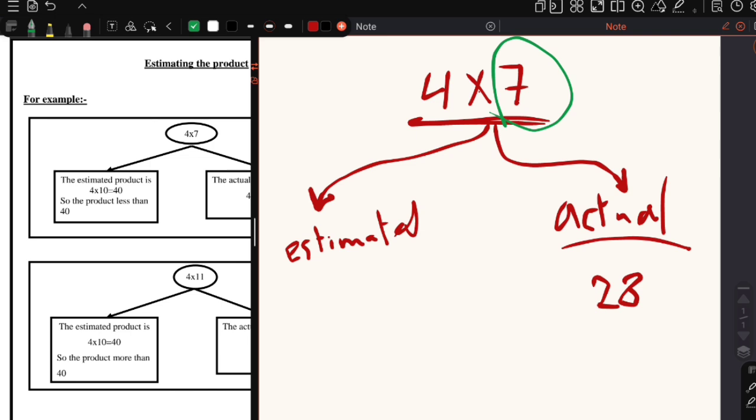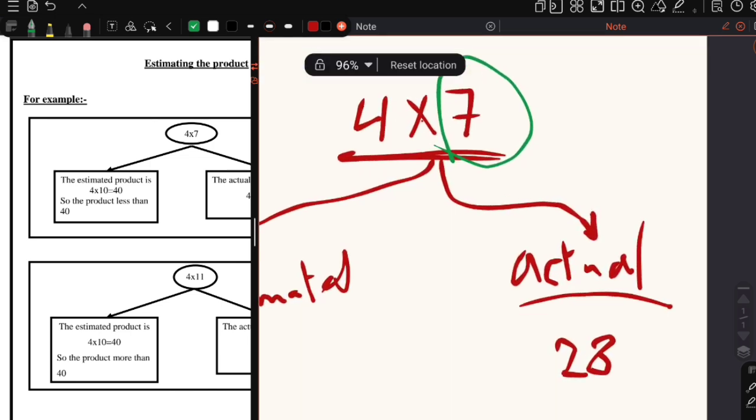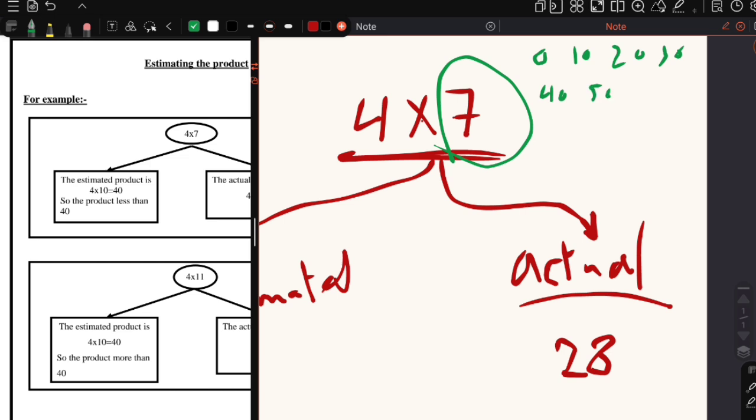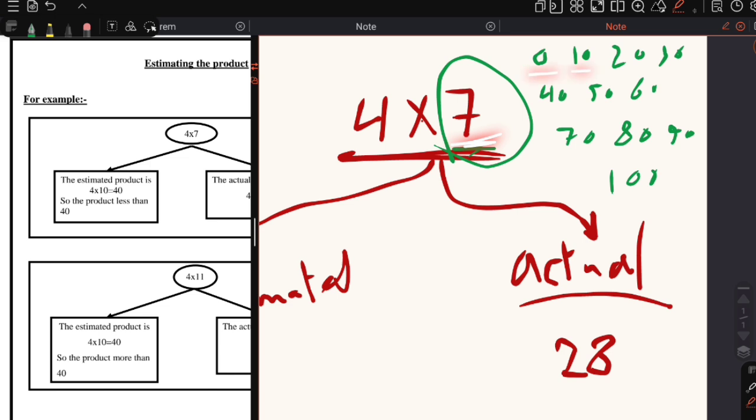Okay, as you remember, in the first term, the multiples of 10, like 0, and 10, 20, 30, 40, 50, okay, 60, and 70, 80, and 90, okay, and 100, okay. So 7 here, it's closer to which two numbers here? Yes, 7 is between 0 and 10. So it's closer to 0 or closer to 10.